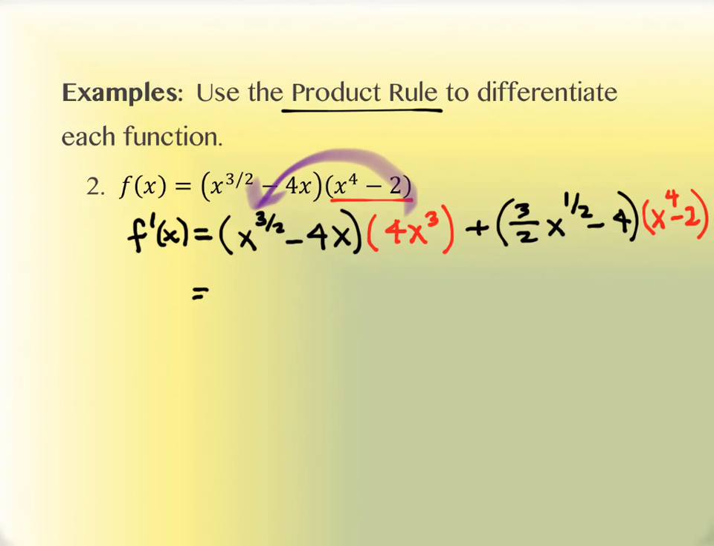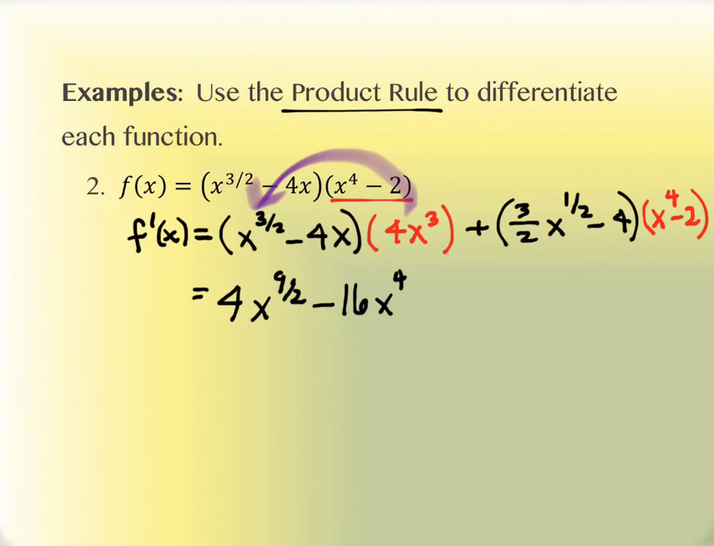So when I take 4x cubed times x to the 3 halves, I'm going to get a 4. What is my x value going to give me? I mean, what's the exponent? 9 over 2. How did you get 9 over 2? Somebody explain. You're adding, yeah, the exponents, right? So we're adding the exponents together, so the 3 halves plus the 3. Good. The next one is going to be 4x times 4x cubed, which gives me 16x to the 4th.